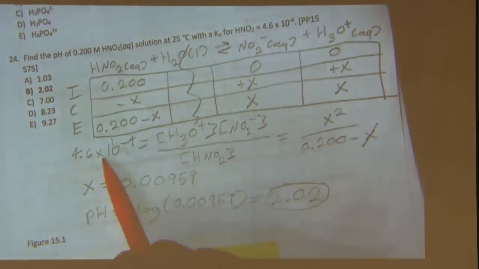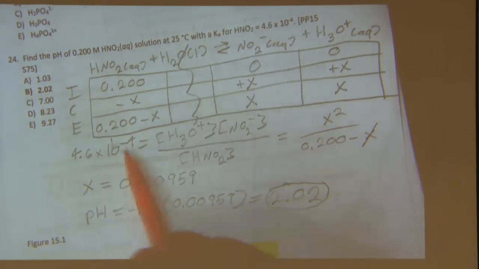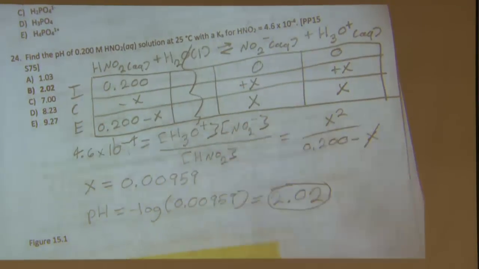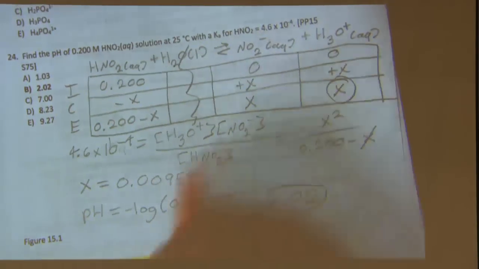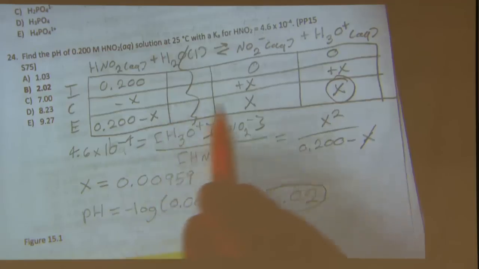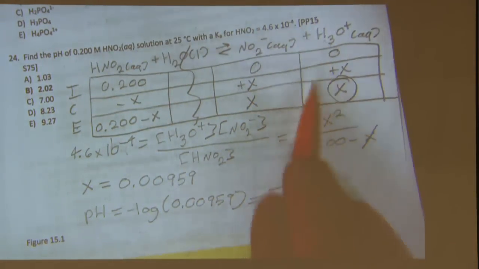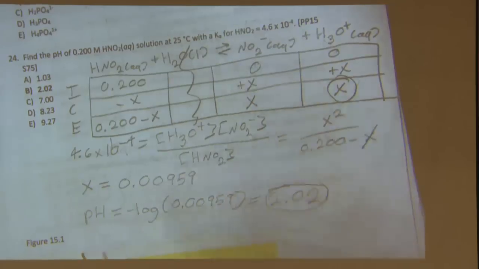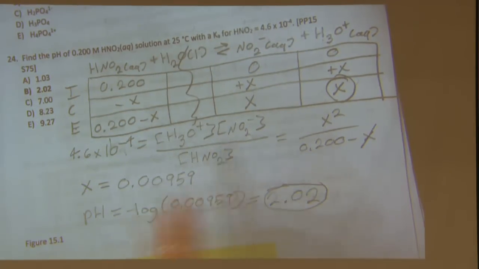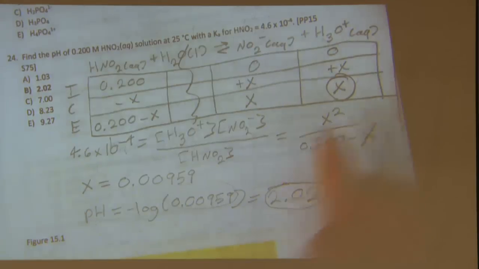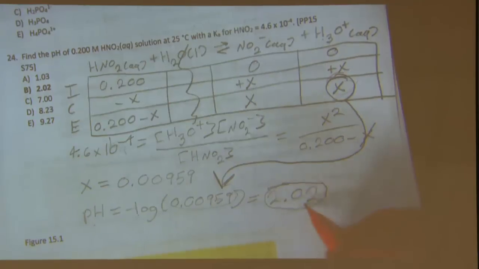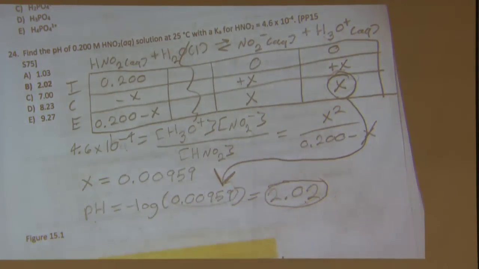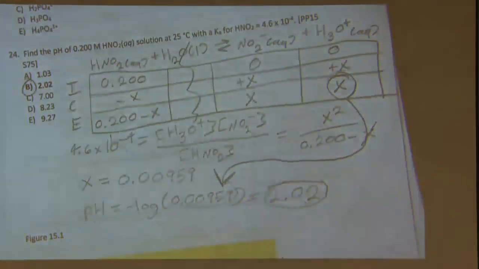So once I do that, I plug in my K value, my Ka from up here, and same thing, products over reactants. I just plug everything in and solve for x. My x value is the same as the equilibrium concentration of H3O+. So remember that negative log of H3O+ gives me the pH. So I just solve for x, take my x, plug it into negative log, and out comes my pH. Okay? So that's answer choice B.